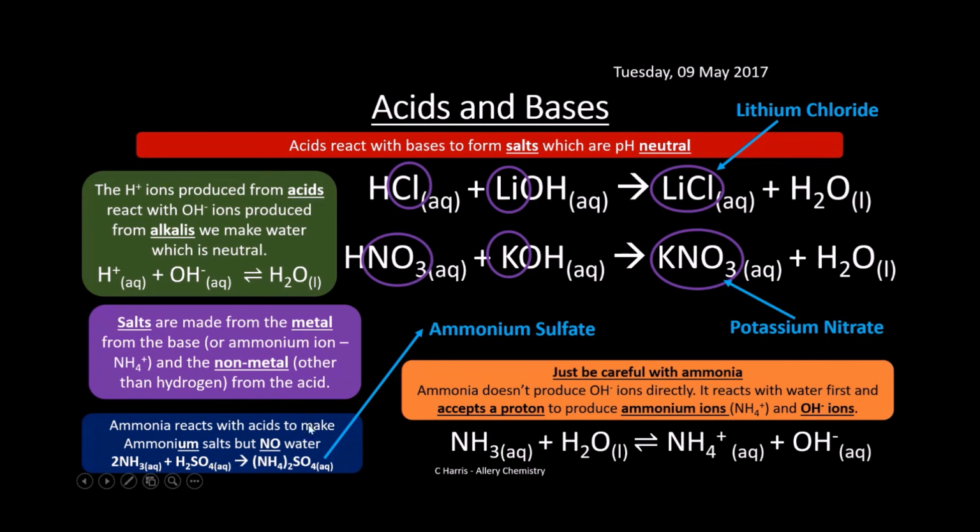So ammonia actually reacts with acids to make ammonium salts, but no water is produced. Really important, a bit of a different reaction this. There's your ammonia, look. That's your base reacting with your sulfuric acid, and it produces ammonium sulfate. Okay, make sure it balances correctly. Obviously NH4 is plus, sulfate is 2 minus, so you need 2 of these to balance with your sulfate. And we form ammonium sulfate, so no water produced. Okay, so that's quite important.